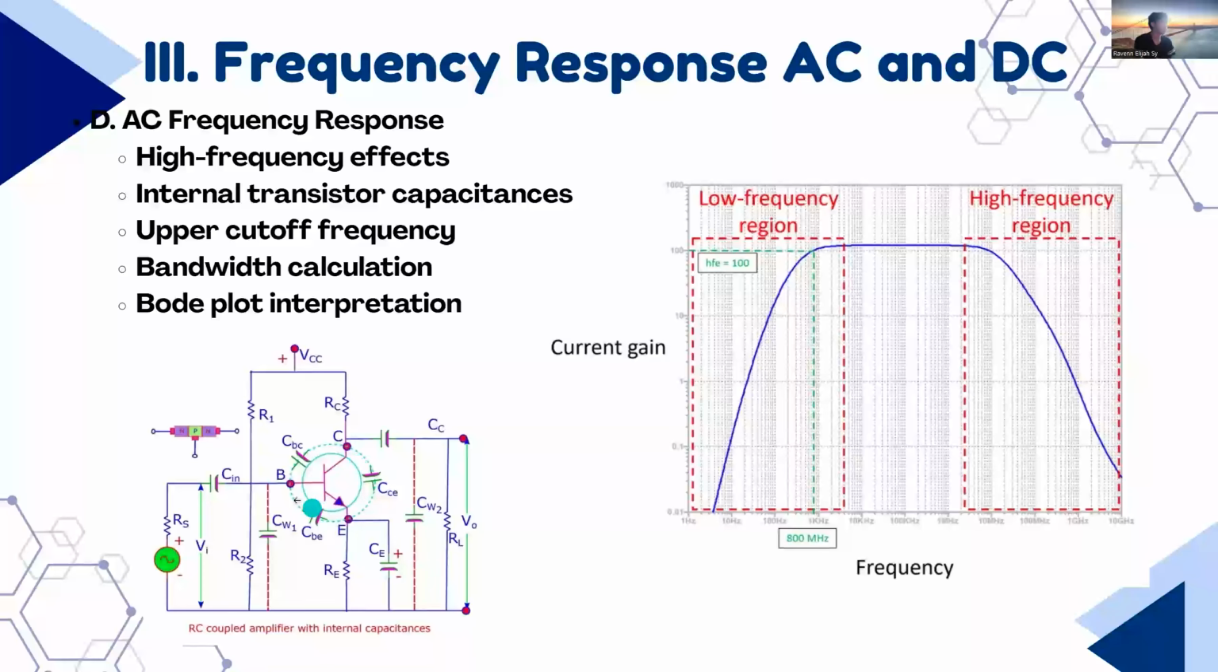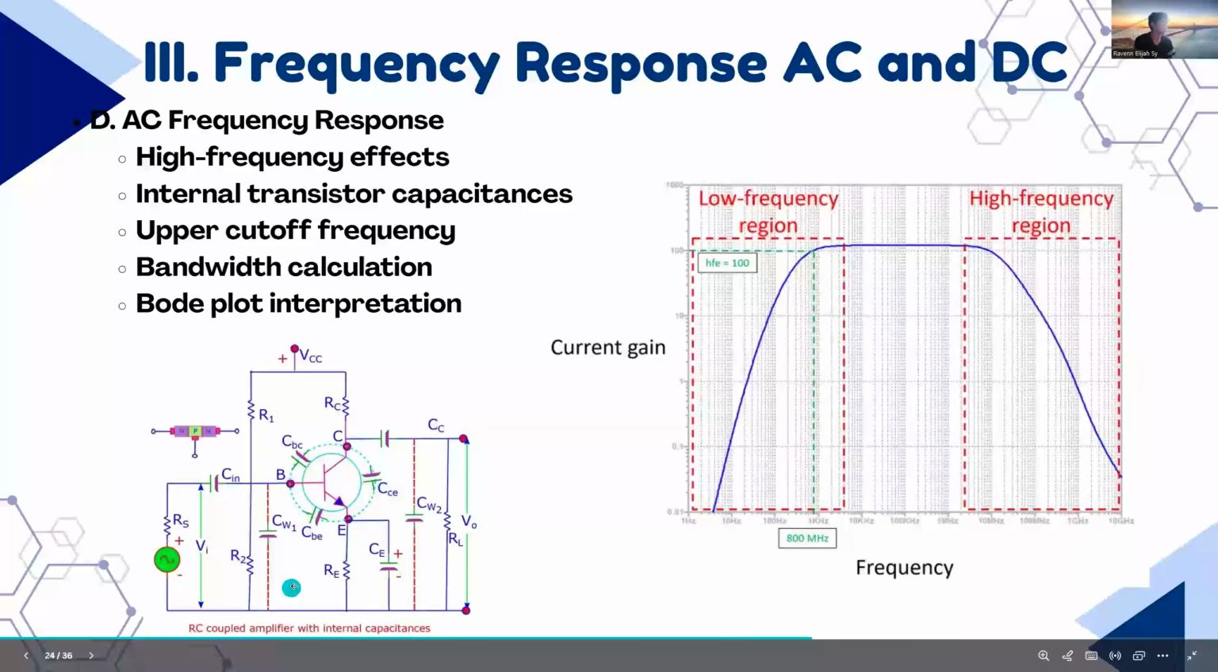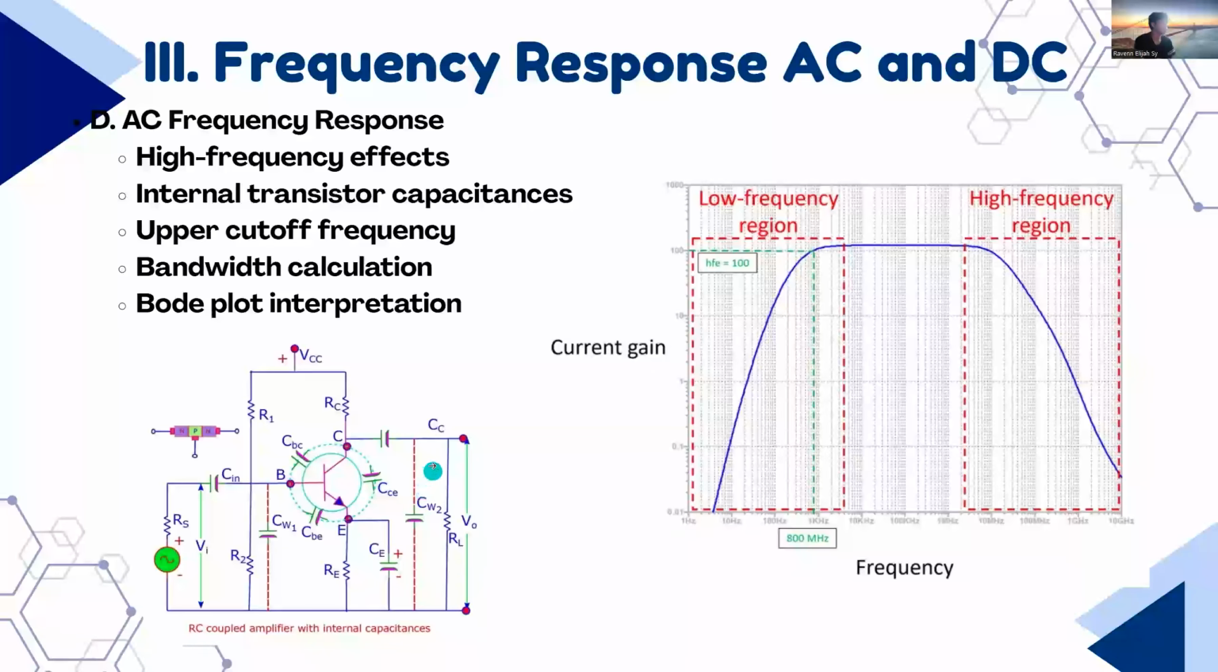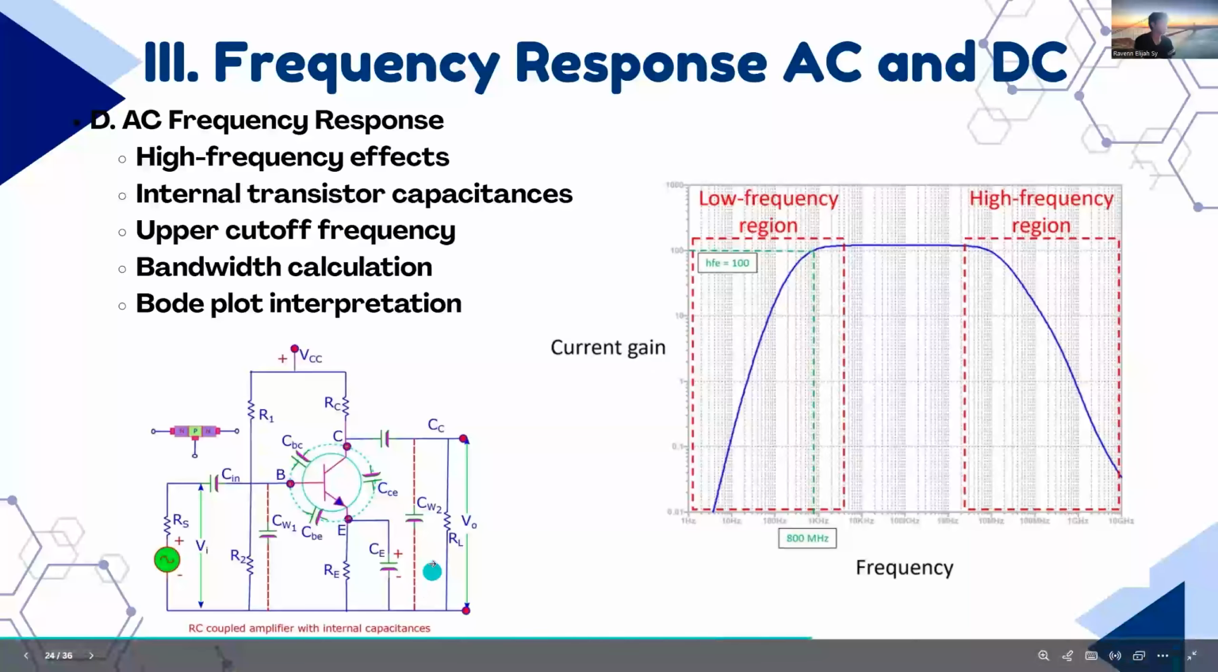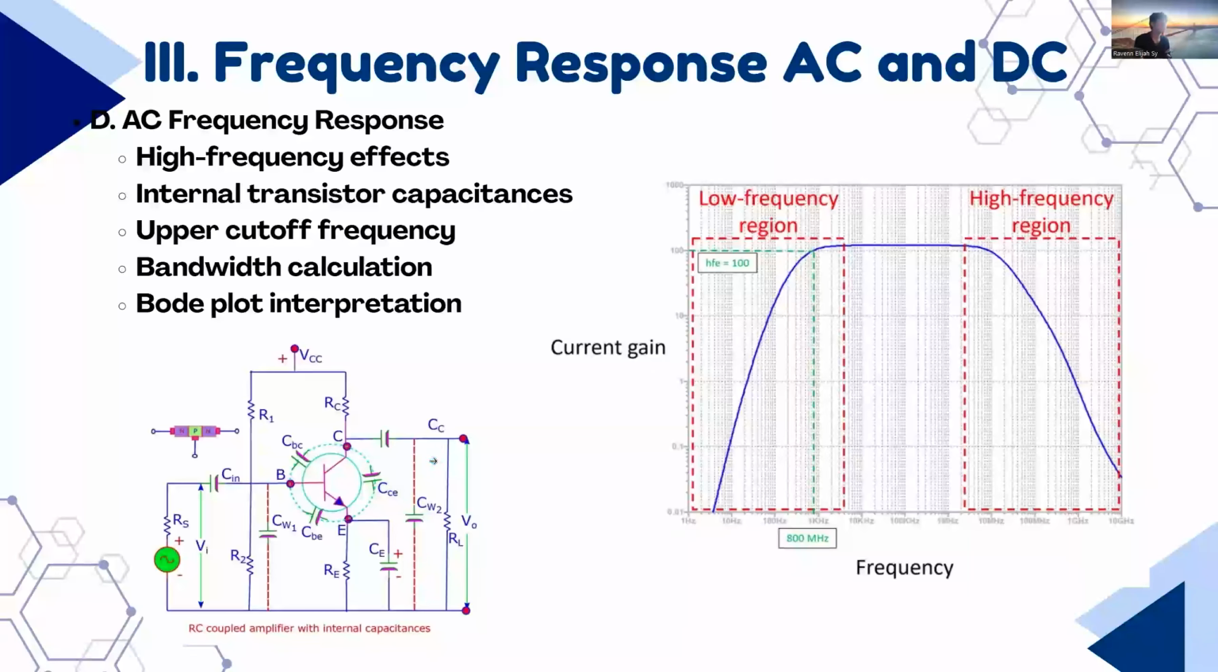And it will also exist at the wiring of base to the ground, collector to the ground, and the other capacitors. So it will add up, forming a different cutoff frequency for the high frequency region. Internal transistor capacitance and high frequency effects.